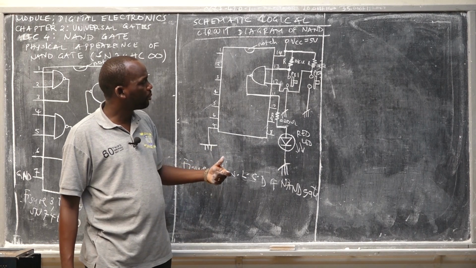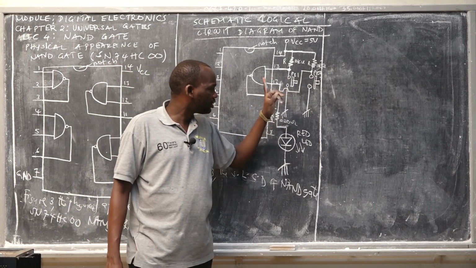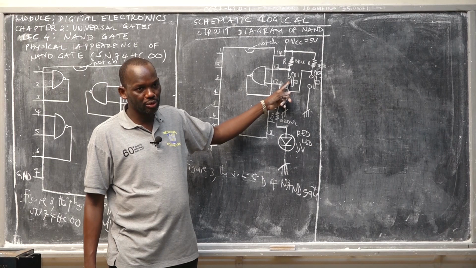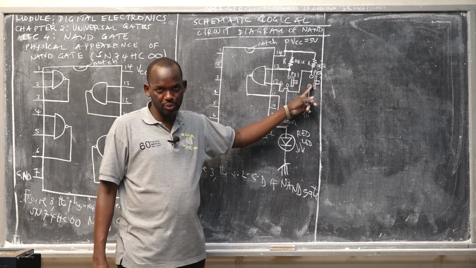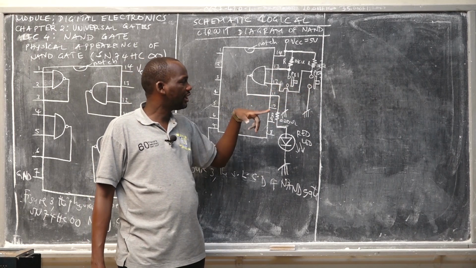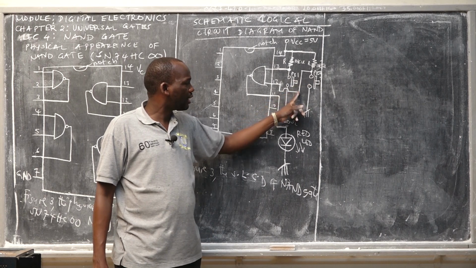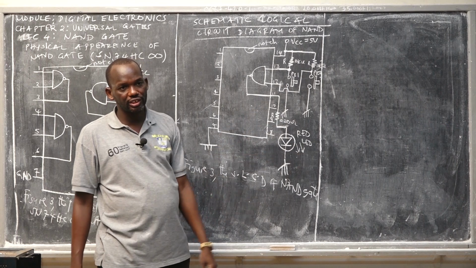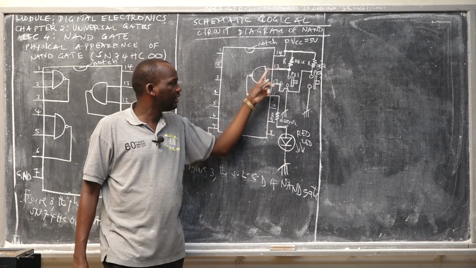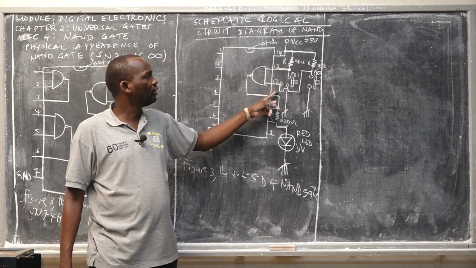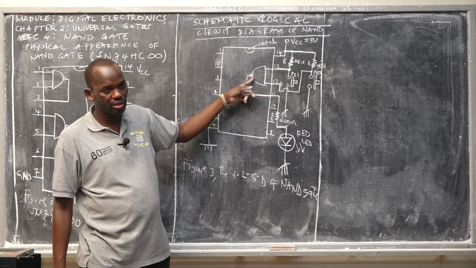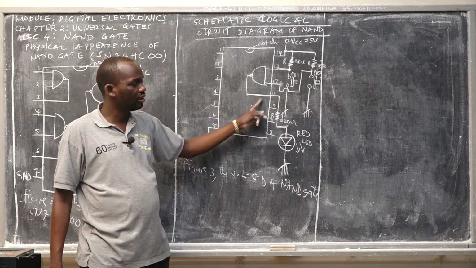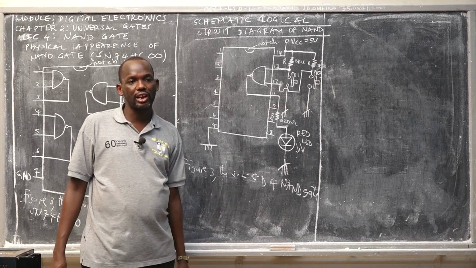The third principle of operation is when push button 1 is not pressed, but push button 2 is pressed. For that case, we have 0 volt in pin 12 and 5 volt in pin 13. So 0 and 1, or 0 volt and 5 volt, makes 0. Not of 0 gives 1. So the LED will turn on.